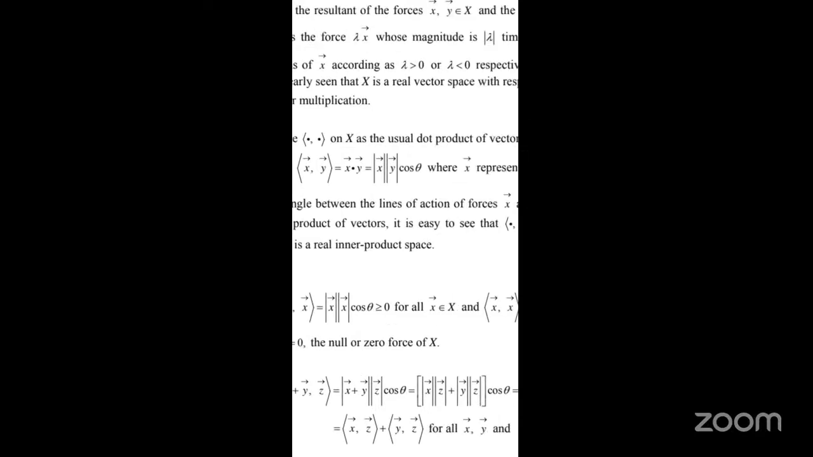Now it is defined on the usual dot product and vector representation, the forces. That is, the physical representation is also taking the angle between these conditions. Now we are taking the matrices of this concept. So these examples are also considered in the inner product space. There are so many examples here.